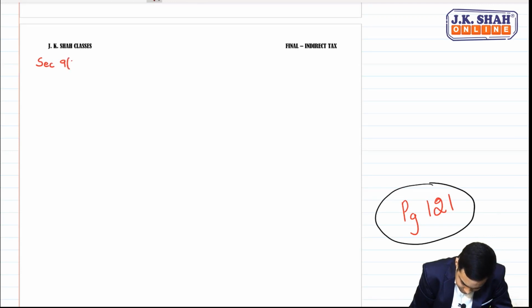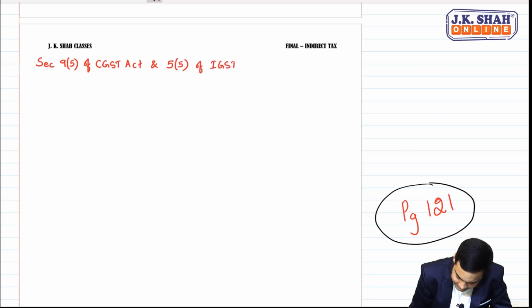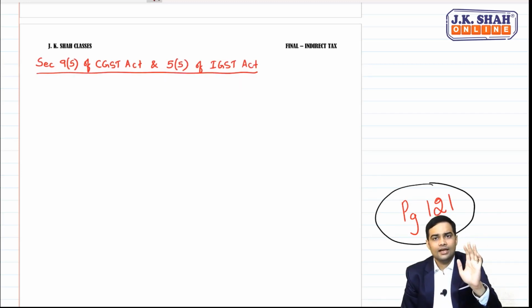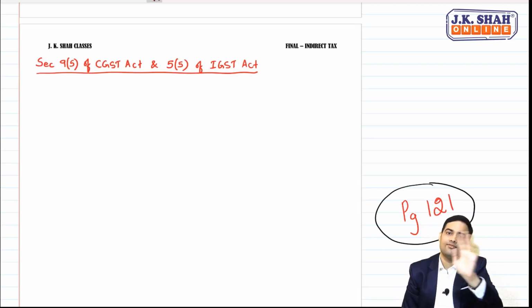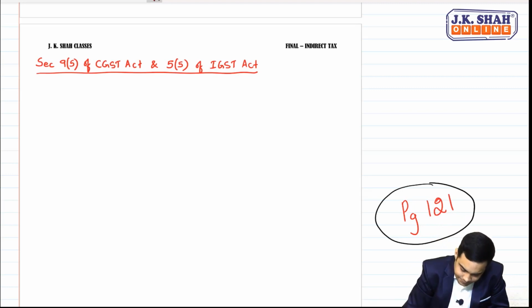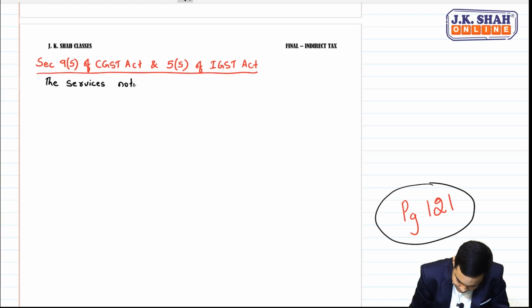Section 9.5 of CGST Act and 5.5 of IGST Act. I'll make you write in detail as to what is the provision. You can read this directly instead of the 9.5, 5.5 which you read earlier. The services notified is as follows. Next line, A.